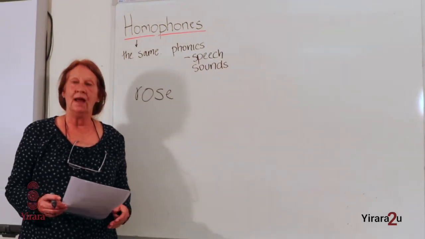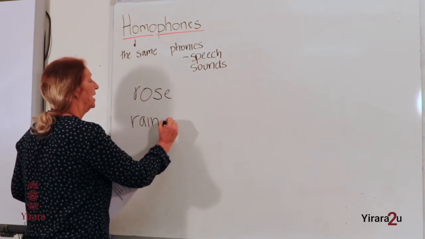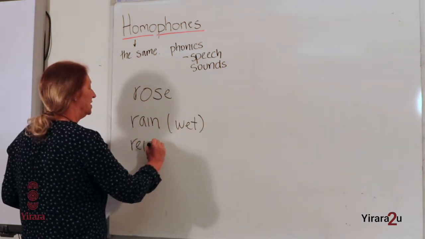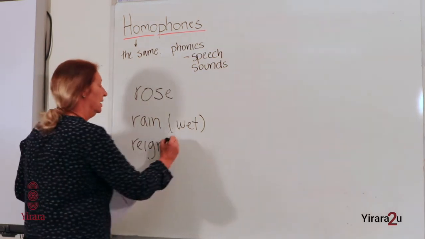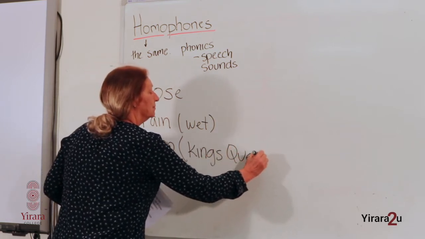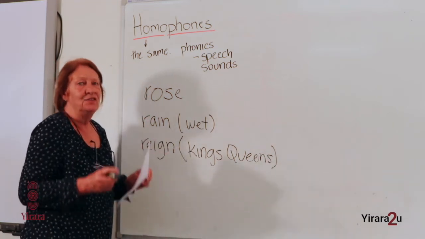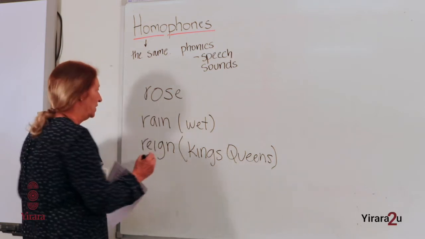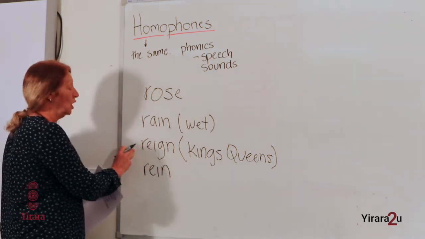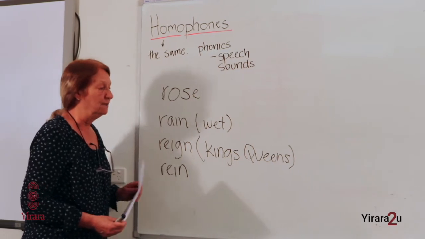So also, as in the word rain. So, this rain is wet. This rain sounds the same, spelt differently. We're talking about kings and queens. Now there's one more rein, and you'll know this if you ride a horse, the rein that you hold on to make the horse go in different directions. And that's spelled R-E-I-N. So these are homophones. They sound the same, but they all have different meanings. And in this case, they're spelt differently.